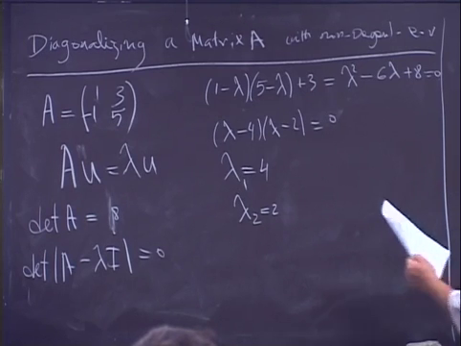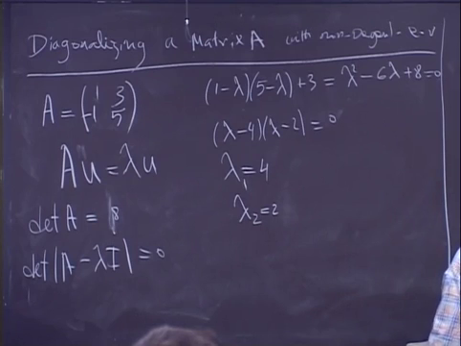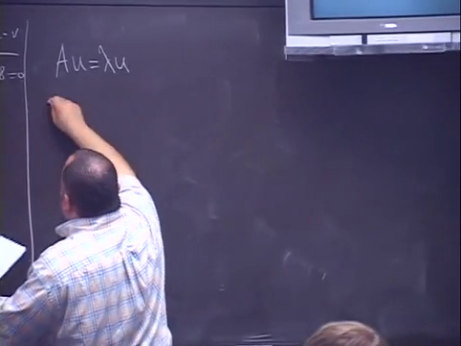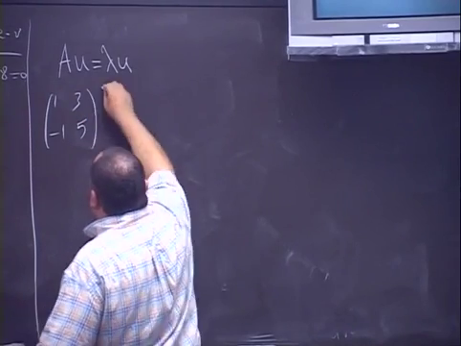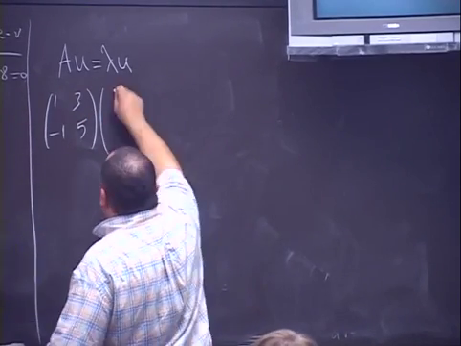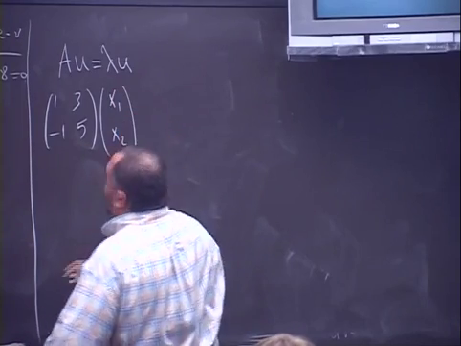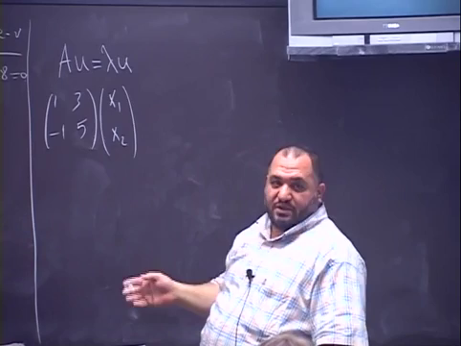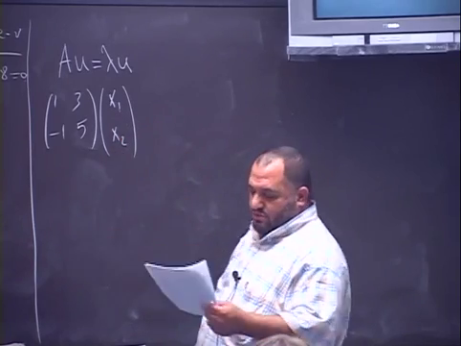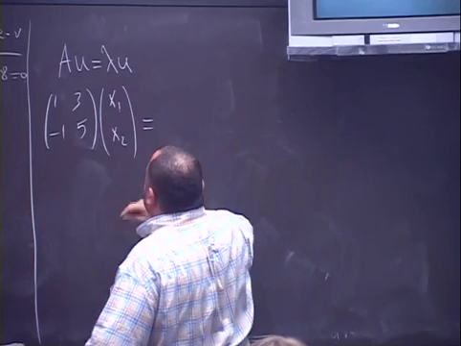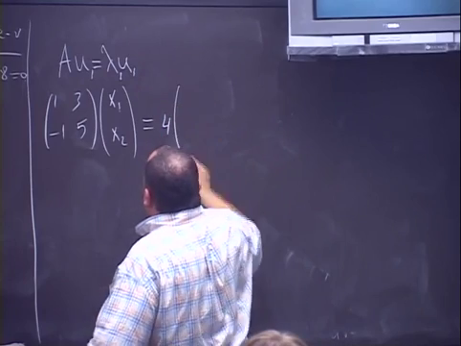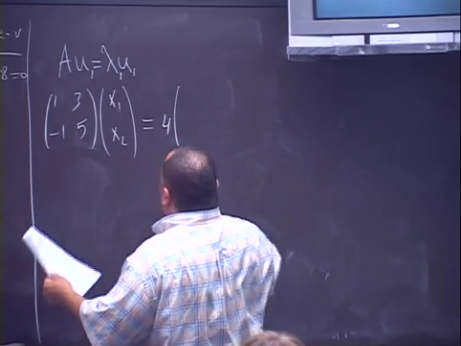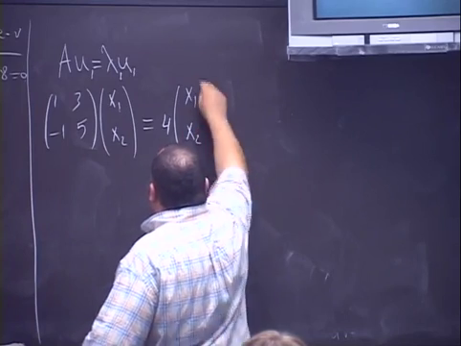So let's do this. Here is the eigenvalue problem, AU equal to lambda U. All we will do is take A as 1, 3, minus 1, 5, and now U is just x1 and x2. So it's a vector in a two-dimensional vector space. It has two components, x1 and x2, equal to, what's lambda 1? It's 4 multiplied by u1, which is again x1 and x2.